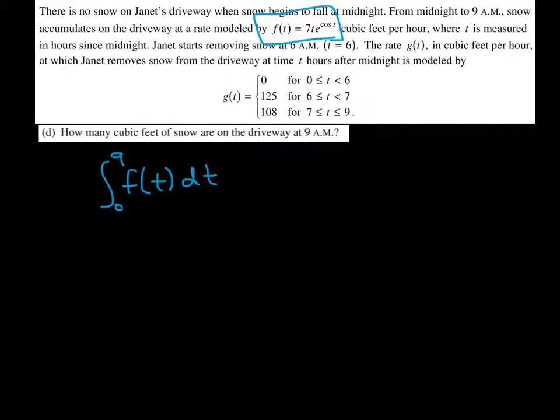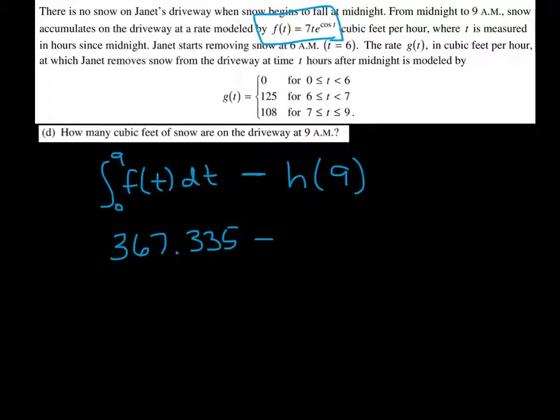However, Janet has been busy at work and she's been removing the snow. We just found an expression for the total amount that she has removed, h of t. So minus the amount that she's removed by 9 a.m., which would be h of 9. I'm going to calculate each of these pieces separately. The amount accumulated over the 9 hours is 367.335 cubic feet of snow, minus h of 9.